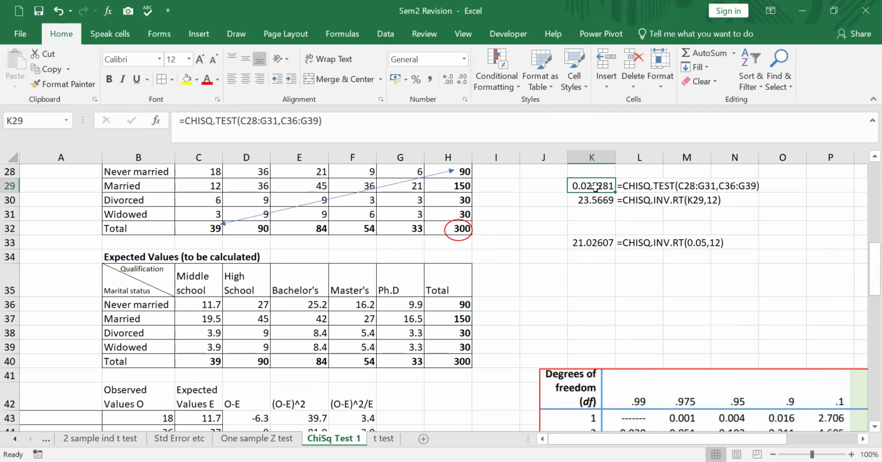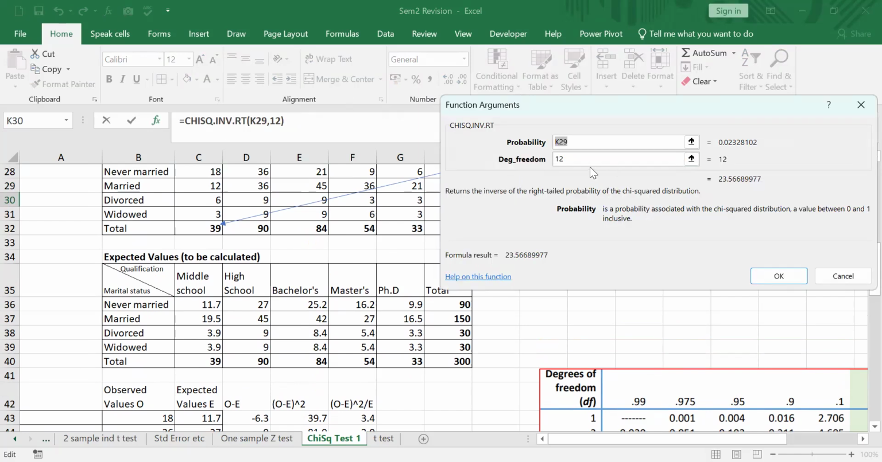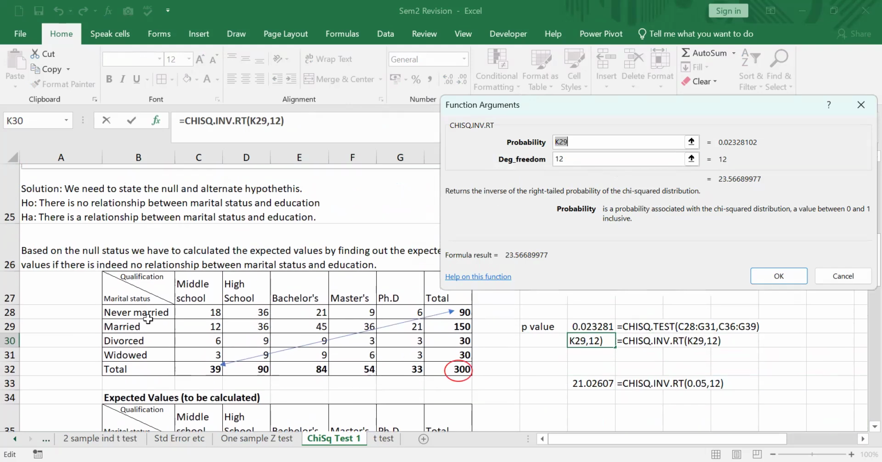This is not the chi-square value. This is actually what is known as the p-value. P-value is the probability. Now, if I had to use the formula of chi inverse, then you need something known as degrees of freedom. Now, degrees of freedom is calculated.